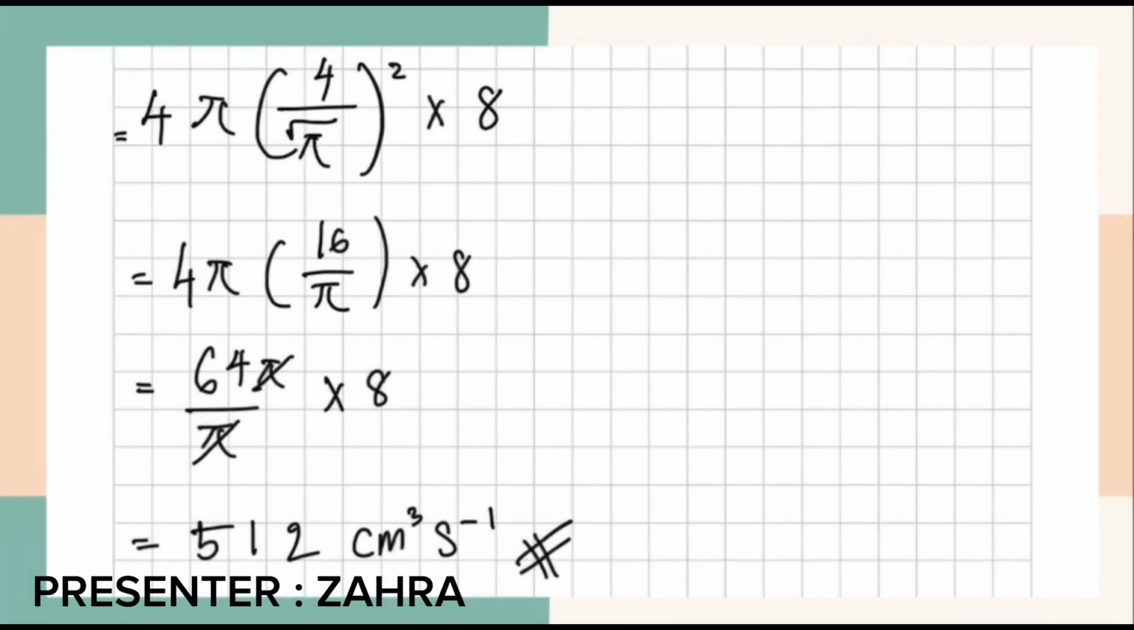After we substitute r into the equation, we will get 4π in bracket, 4 over the square root of π, squared, times 8. For the square, we get 16, and the square root of π squared, we get π. And then we times 4 with 16, which is 64, and π we will cancel each other. And then 64 times 8, we will get the answer, which is 512 cm³ s⁻¹.